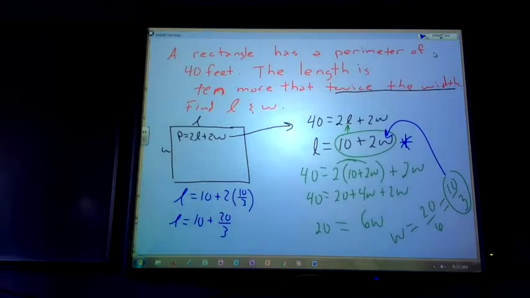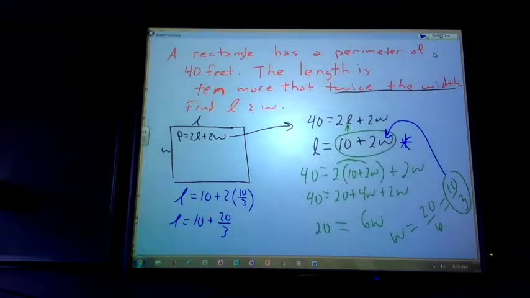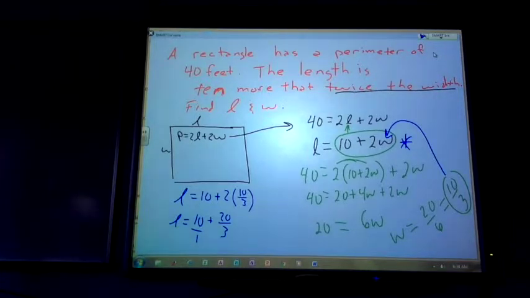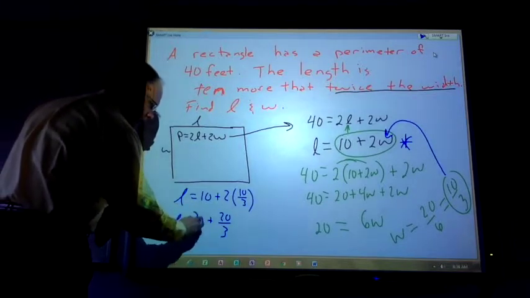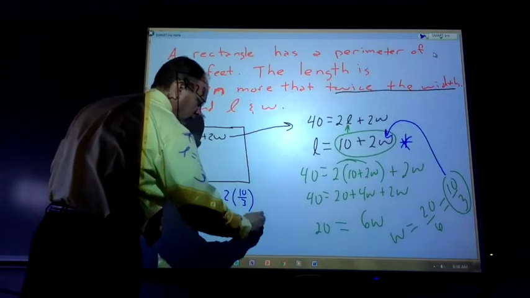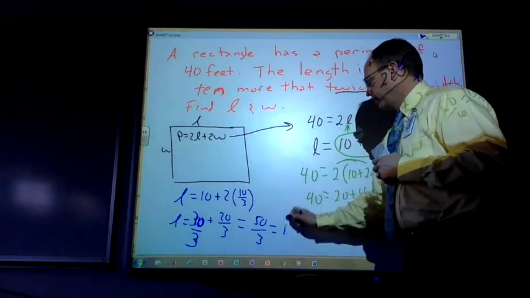If you want, I could clear the denominator for you, but I think if I made 10 over 1, what's that the same thing as? What's the common denominator? 3. So that would be 30 over 3, which is the same thing as 10 over 1. Do you agree? Yeah. Okay, so make that 30 over 3. So I can add those, that gives me 50 over 3 as a length.